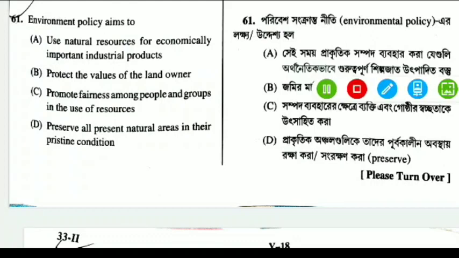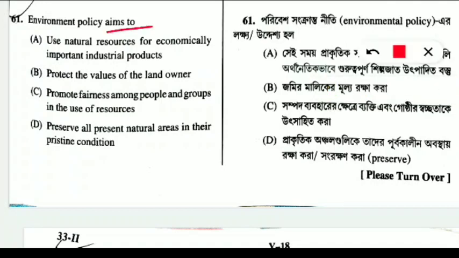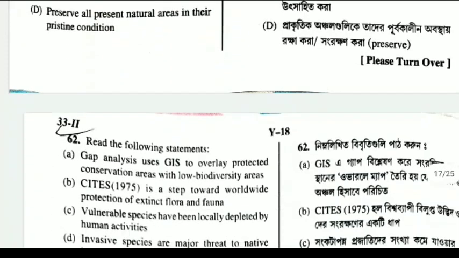Question 61 is: environment policy aims to do what? So these are the options. I will wait for a few seconds, then I will reveal the correct option. So here the correct option will be option C. Yes, environment policy aims to promote fairness among people and groups in the use of resources. So that will be judicious use of all the resources, sustainable use. For that only, environmental policies and laws have this aim. So let's move on to question number 62.